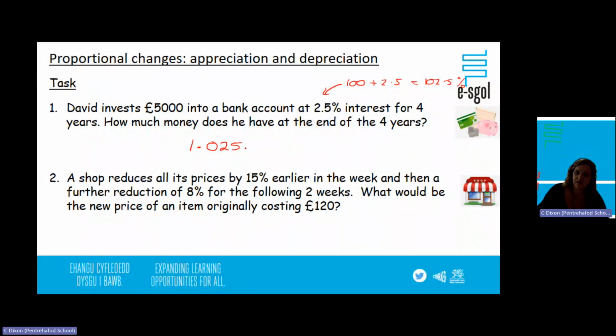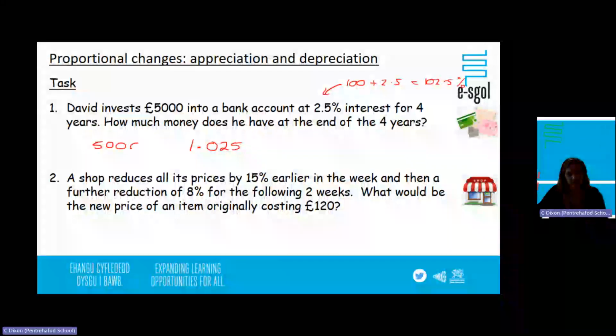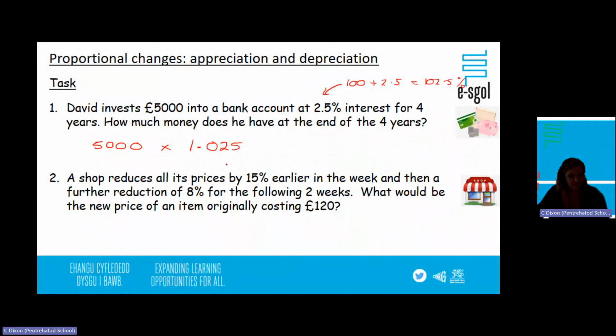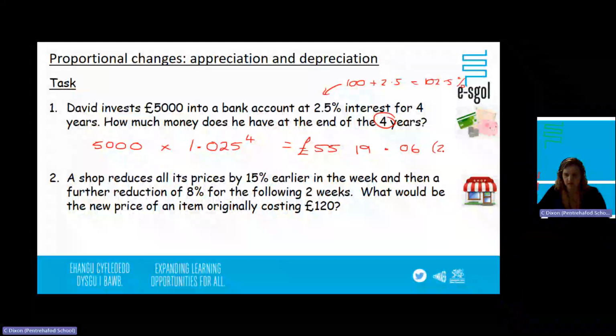Sometimes they will have decimal percentages and you will need that, okay? That gets multiplied by the £5,000 that he originally had, and 4 years, so a power 4 just on that multiplier, and it should give you £5,519 and 6 pence. Okay, again, I've rounded, so I'm writing down that I've rounded.